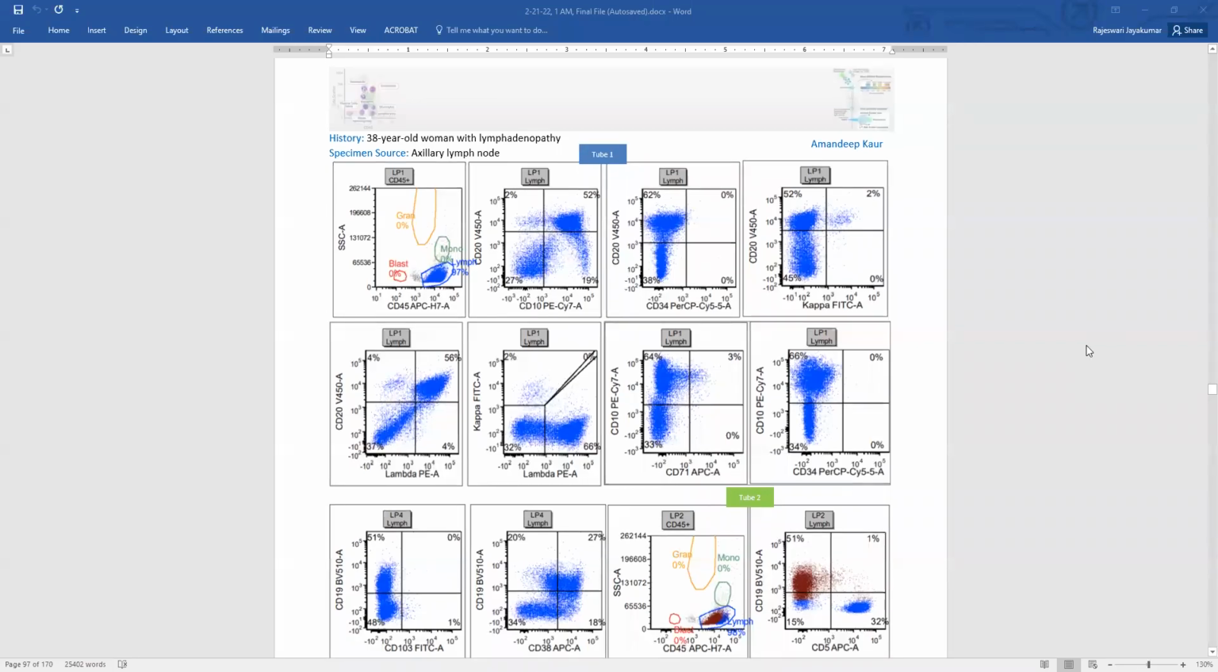Hello everyone. We are now going to go over the flow cytometry plots from the axillary lymph node of a 38-year-old woman with lymphadenopathy. So let's start with CD45 versus side scatter.